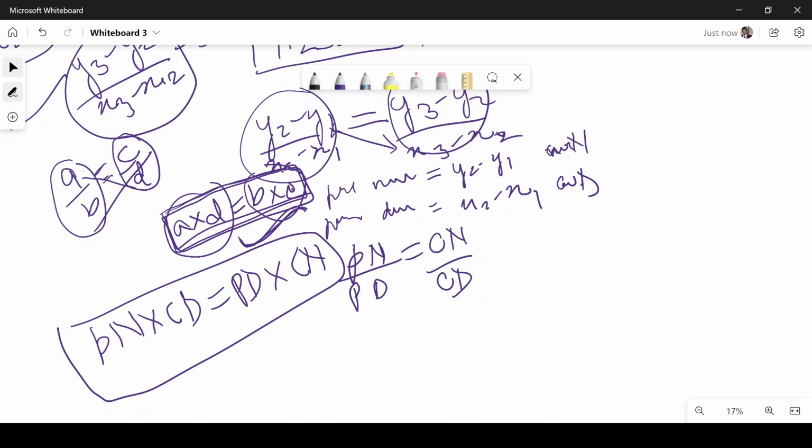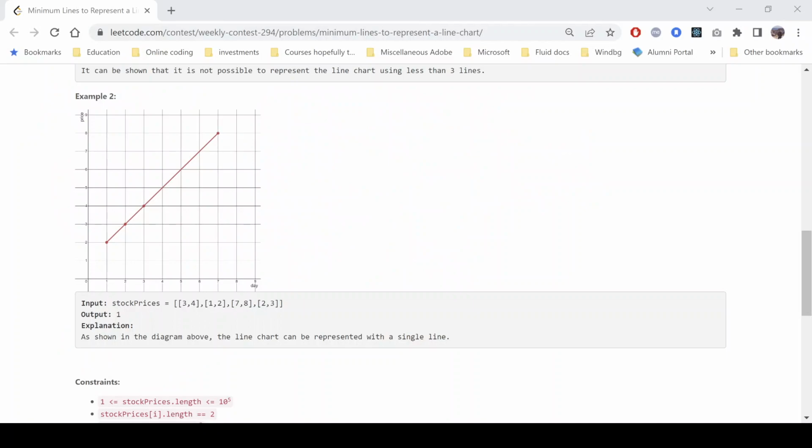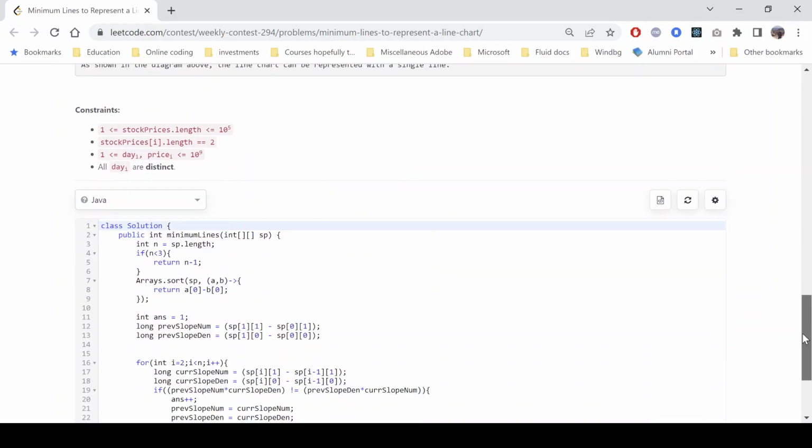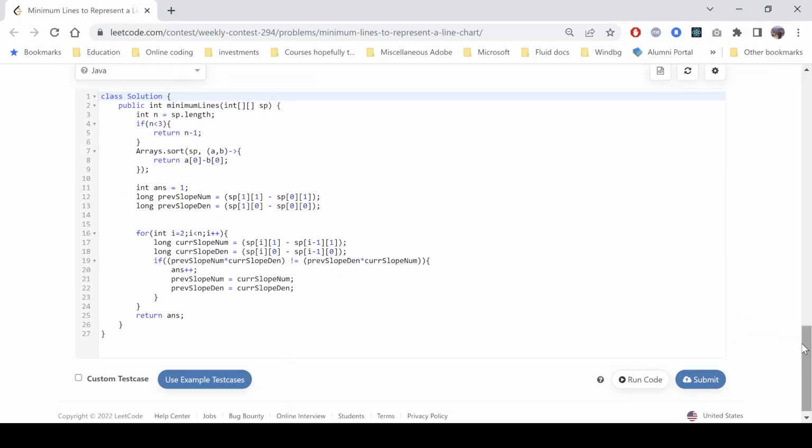So now let's look into the code as to what could be the implementation. So if I move to the code part, yeah, this is it. I just added a couple of extra conditions. Probably we can omit it. I just checked how many points we have. If that is less than 3, then we return n minus 1. This is because if we have a single point, the number of lines required will be 0. If we have 2 points, we'll need just one line. So that is why I added this condition. Probably this can be taken care of here as well.